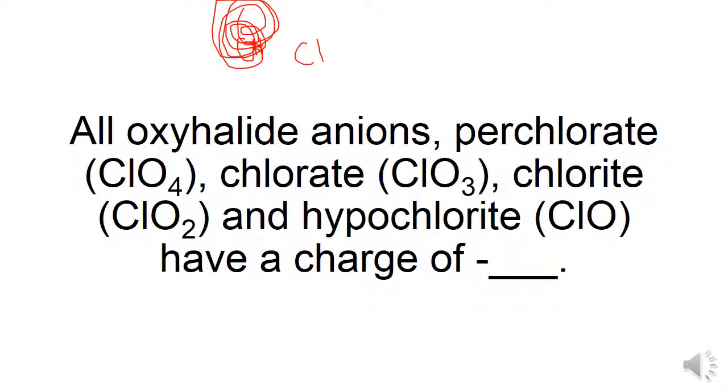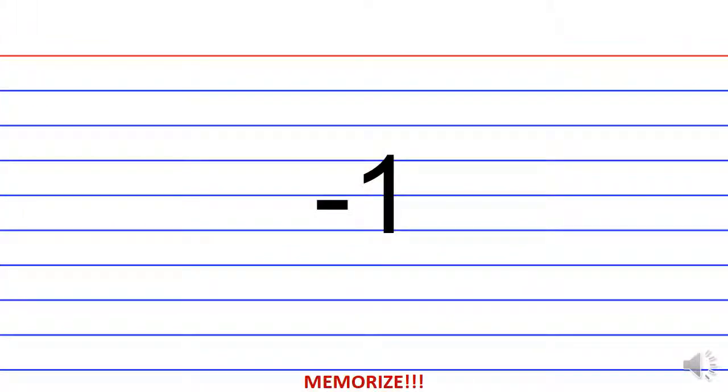So oxyhalide anions, perchlorate, chlorate, chlorite, and hypochlorite have a charge of negative what? What's the charge on oxyhalides and the chlorate series? That would be -1, and this is something for you to memorize as well. Right, so memorize the charge on oxyhalides and perchlorate, chlorite, chlorate, hypochlorite, all that.